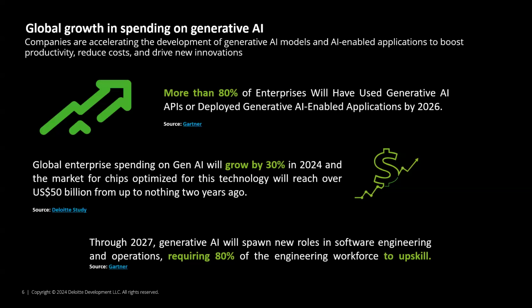And the third one, also from Gartner and also not to be underestimated, says that through 2027, Gen AI will spawn new roles in software engineering and operations, which requires 80% of the engineering workforce to upskill. So we have a totally new way of working. You need different skill sets, and the way you produce work, deliverables or applications is changing rapidly with Gen AI. So it's important that the whole workforce upskills, of course software developers and engineers, but also within the organization itself.